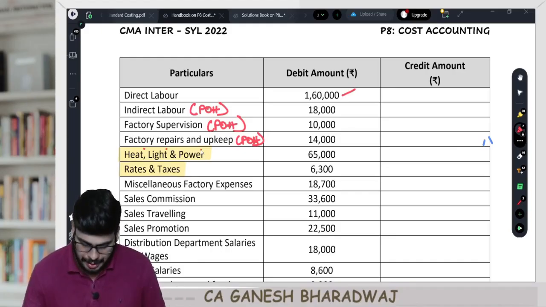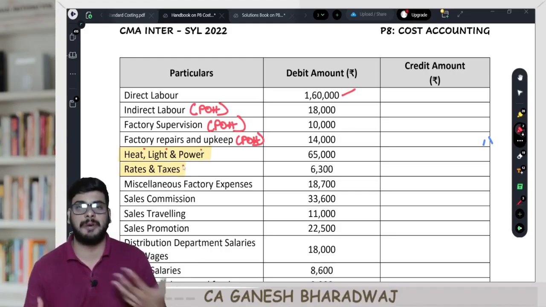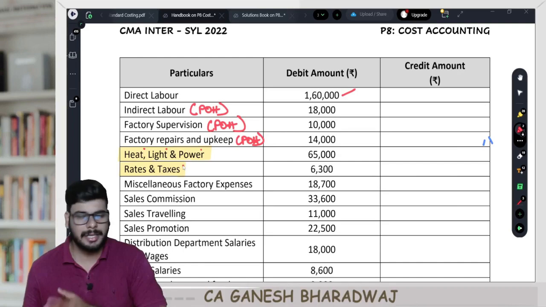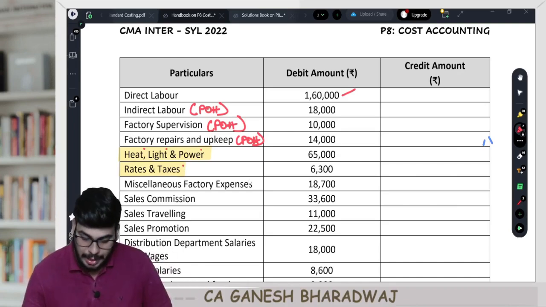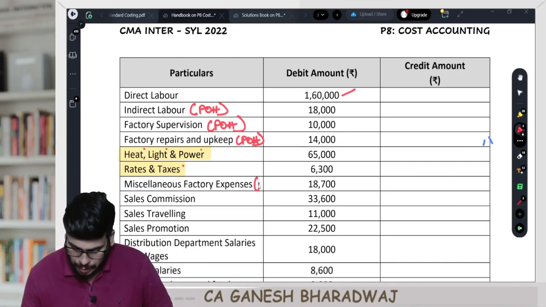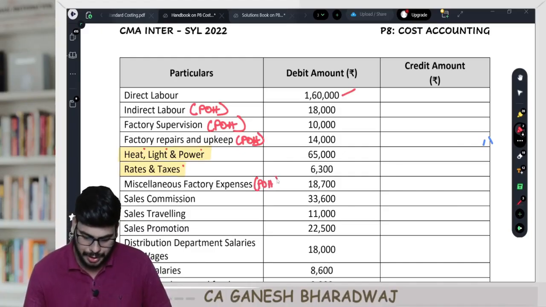Based on that we will see. Rates and taxes, similarly, for what purpose you are incurring. So let's read a note. Once we read the note, you will understand that. Miscellaneous factory expenses, once again it's going to be POH. Clear with this, guys, right?